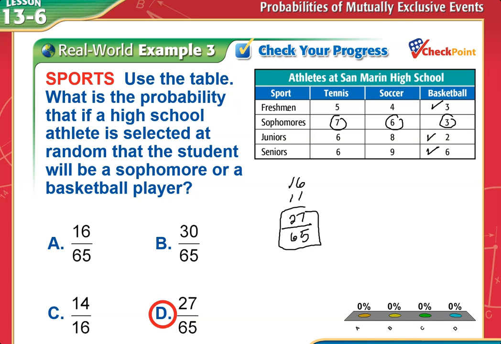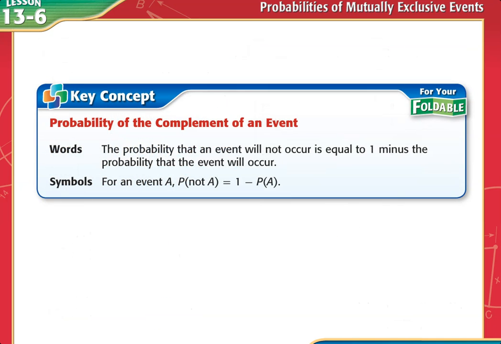Okay, probability of the complement of an event. Okay, the probability that an event will not occur is equal to 1 minus the probability that the event will occur. That kind of makes sense, right?